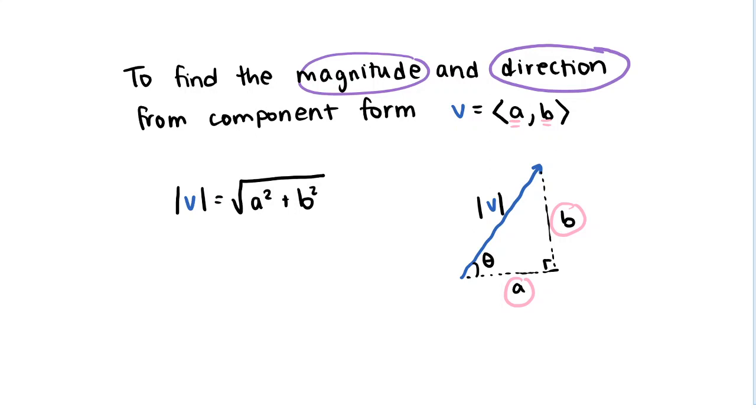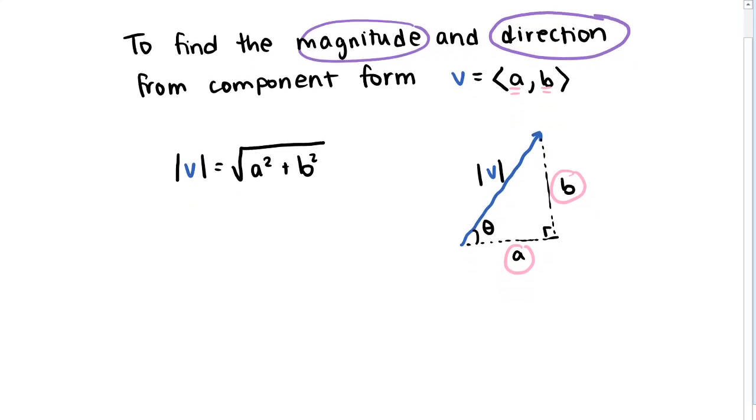Well, a and b, they're the adjacent and opposite sides of this right triangle with respect to our angle theta. And so the trigonometric function that relates the adjacent and opposite sides to our angle theta, well, that's the tangent function. So we can use tangent, or inverse tangent actually, to obtain the angle. Right, so tangent inverse of, tangent takes an angle and gives us back the opposite divided by the adjacent side length. And so if we take tangent inverse of the opposite divided by adjacent side length, we'll get an angle.